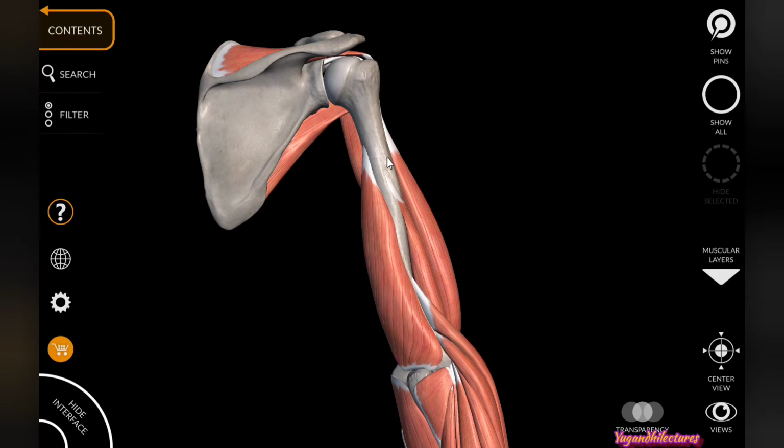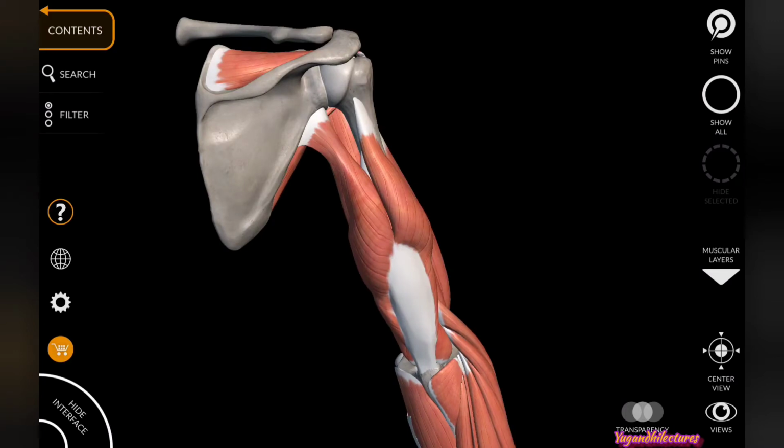So I am marking the radial groove. You can see this portion is the radial groove. So the oblique ridge corresponds to the lateral lip of the radial groove. So in such manner, the lateral head of the triceps brachii arises from an oblique ridge on the posterior surface of the humerus.